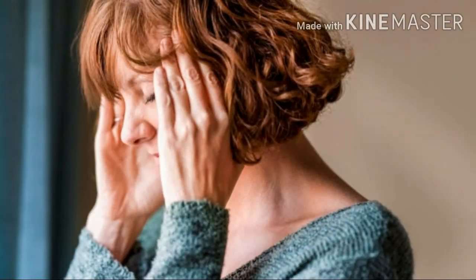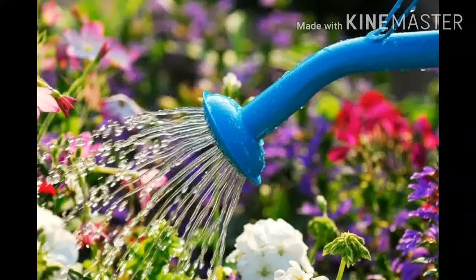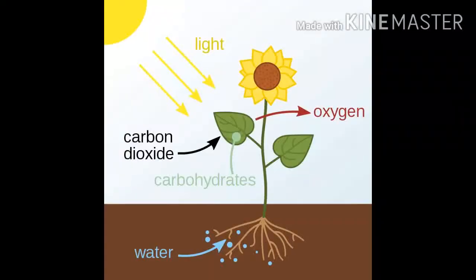Living things need food and water. I hope you all have food at regular time. What will happen when we don't have food? We will be weak and have a feeling of dizziness. Similarly, plants also need food and water. Plants make their own food from carbon dioxide and water with the help of sunlight.